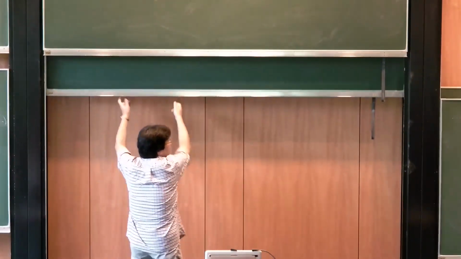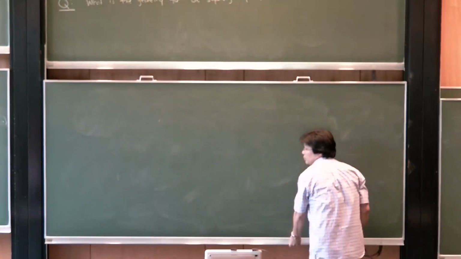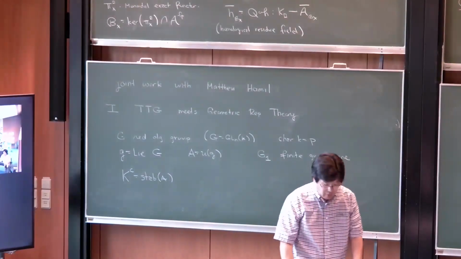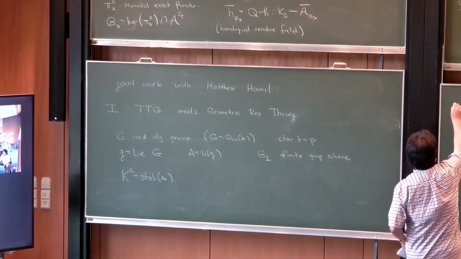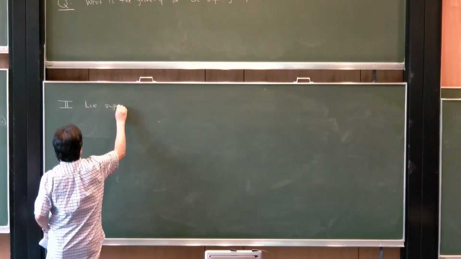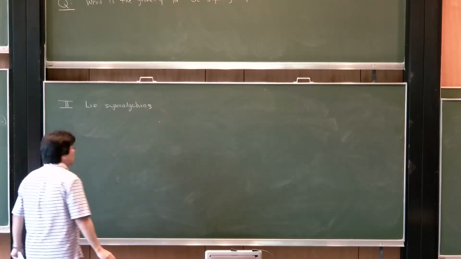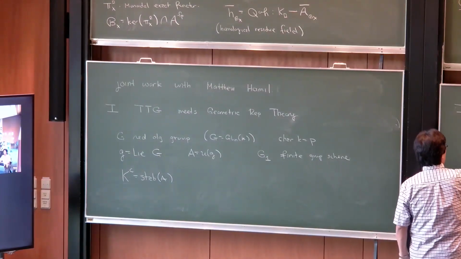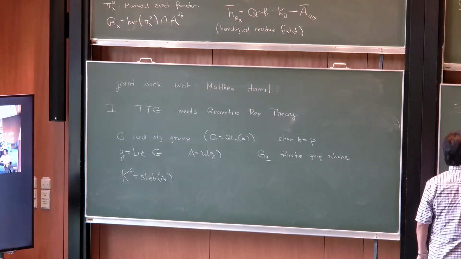So let me do that. I have to give you a brief introduction or a crash course on these superalgebras. I'm just going to start with the most basic one. First of all, a Lie superalgebra is just sort of like a Lie algebra, but it has this Z/2 grading.